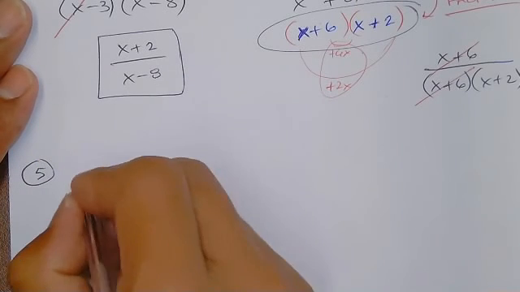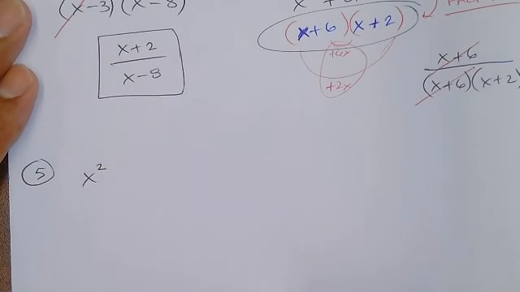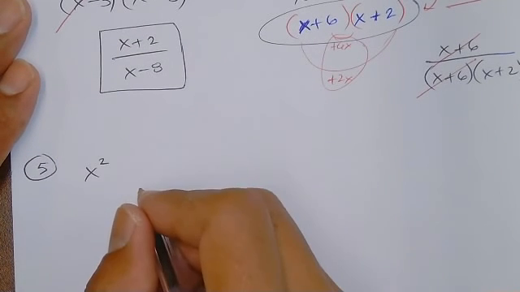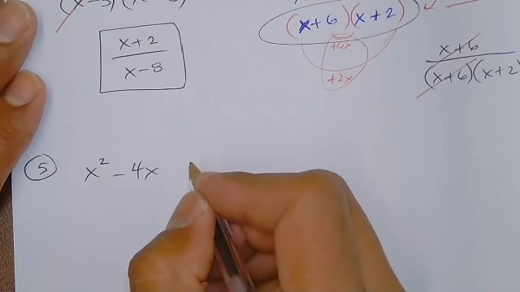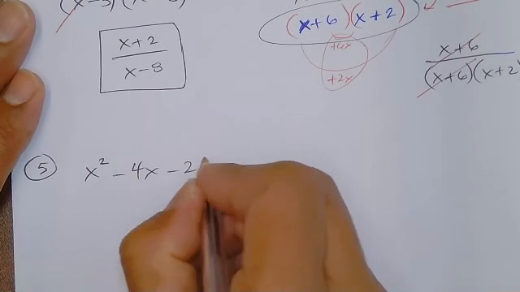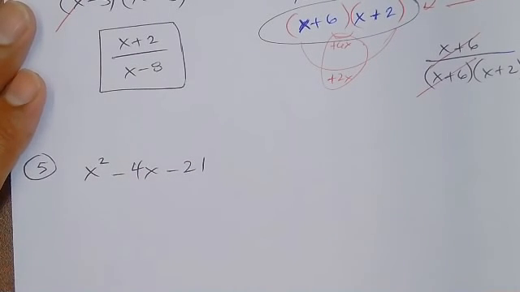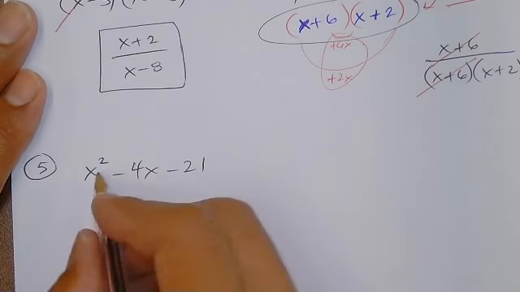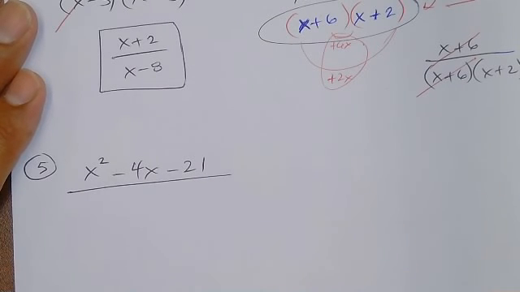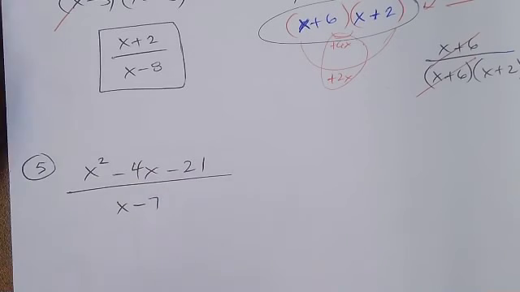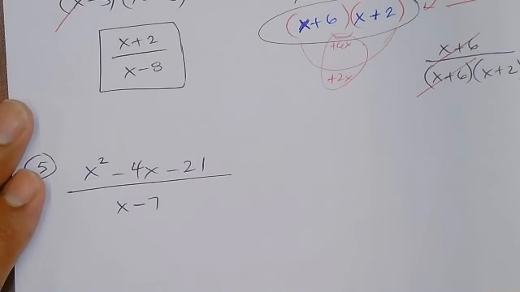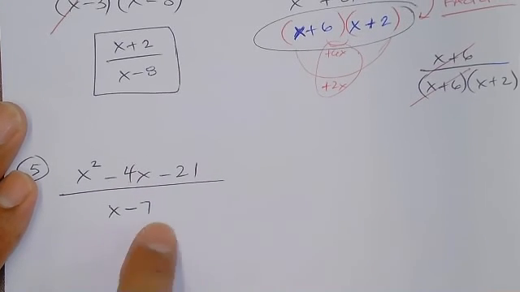Okay, number 5. Let's do another one. How about if I have x squared minus 4x minus 21 over x minus 7, right?